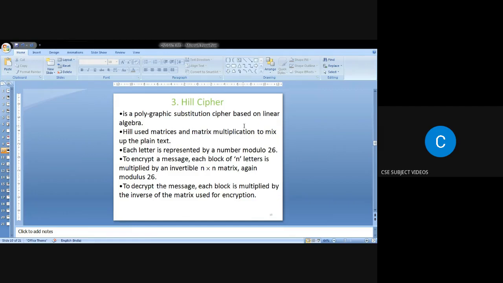M can be 1, 2, 3. You can take the whole plain text and encrypt M number of letters at a time. So that is the polygraphic substitution cipher. Here it is based on a formula. Each letter is represented by a number modulo 26, same as in Caesar cipher.